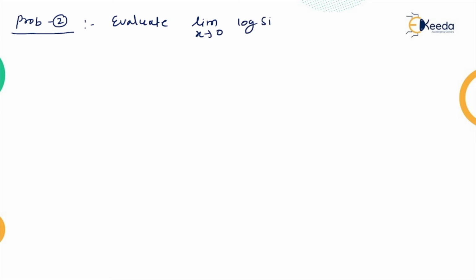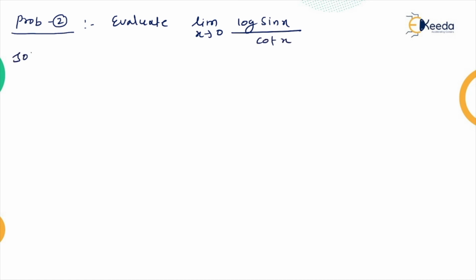Now let me discuss the next problem, problem number 2. So let's see. Evaluate the limit as x tends to 0 of log sin x upon cot x.